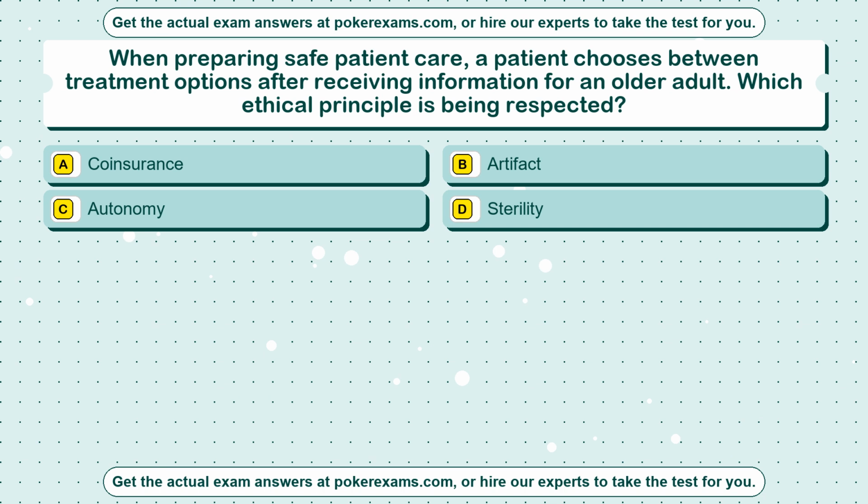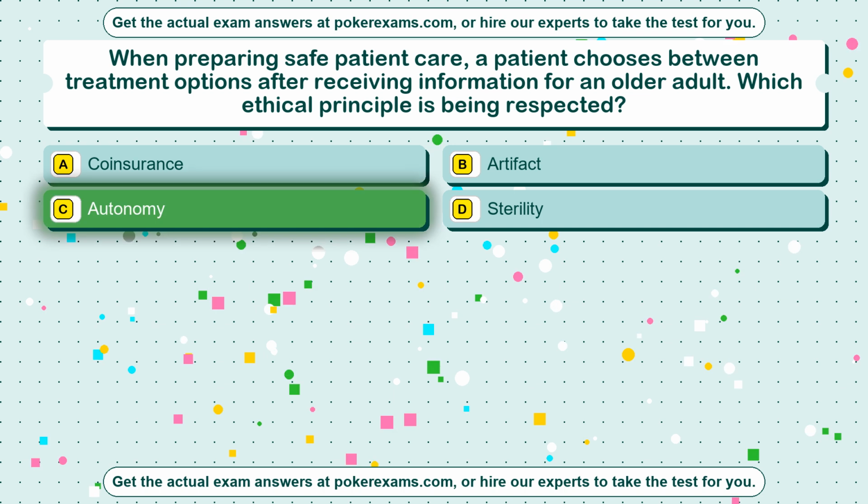Question 87. When preparing safe patient care, a patient chooses between treatment options after receiving information for an older adult. Which ethical principle is being respected? Option A, coinsurance. Option B, artifact. Option C, autonomy. Option D, sterility.